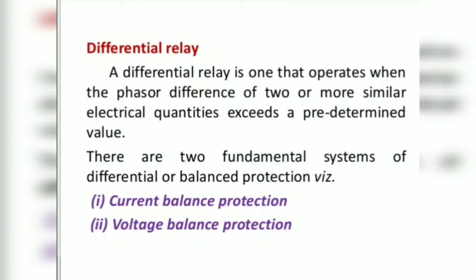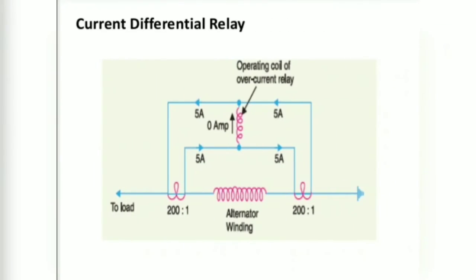So there are two fundamental systems of differential or balance protection. The first is current balance protection, and the second is voltage balance protection. So let's start with the current balance or current differential relay. This is the current differential relay. In that, this is the load line, alternator winding, and the operating coil of the overcurrent relay.